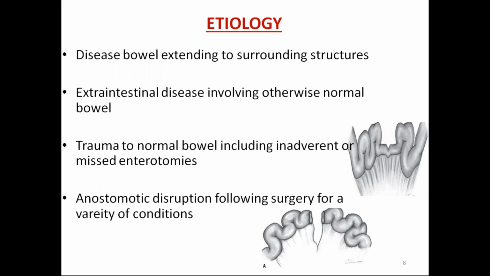Etiology. Disease of the bowel extending to the surrounding surfaces. Based upon the etiology, the classification varies. If there is any extraintestinal disease involved, otherwise normal bowel will be present. And trauma to the normal bowel, including inadvertent or missed enterotomies, and anastomotic disruption following surgeries for a variety of conditions such as perforation, obstruction, or any malignancies. We go for resection and anastomosis. If there is no proper anastomosis, there will be formation of the fistula.